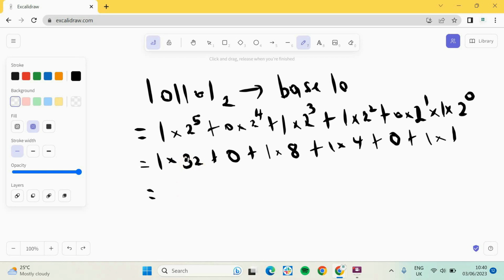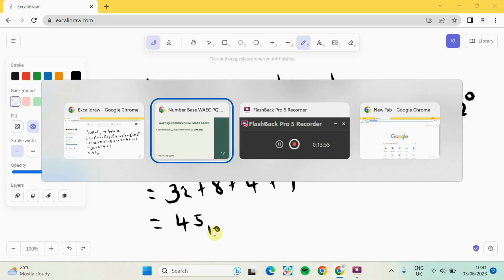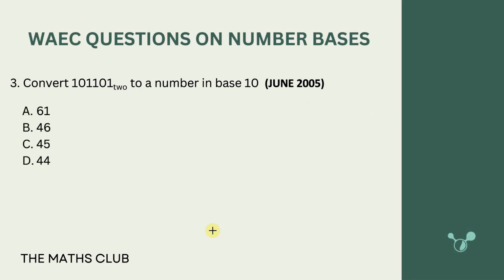So 1 times 32, that's 32, plus 1 times 8, that is 8, plus 1 times 4, that is 4, plus 1 times 1, that is 1, right? So 32 plus 8, that is 40. 40 plus 4, that is 44. 44 plus 1, that is 45. So this value in base 10 is actually 45. Let's see if our answer is there, right? So that's option what? Option C, right? Great. We did very well.